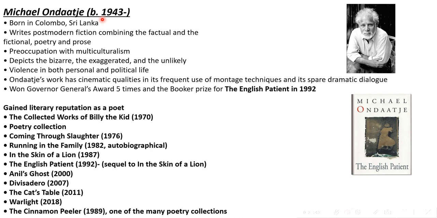As you all know, he was in Sri Lanka, then he went to England, and then he came to Canada. So he has lived in various countries, so he has seen those cultures and the amalgamation of those cultures. So he depicts the bizarre, the exaggerated and the unlikely, something which is not very regular. He also deals with the violence depicted in personal and political life. Ondaatje's works have a cinematic quality, and he uses the montage technique.